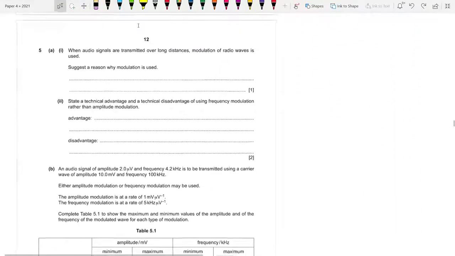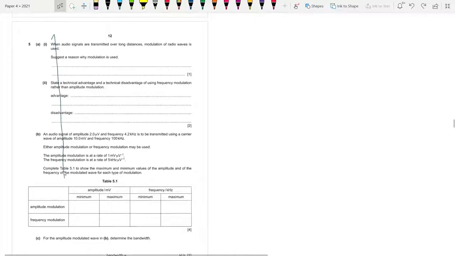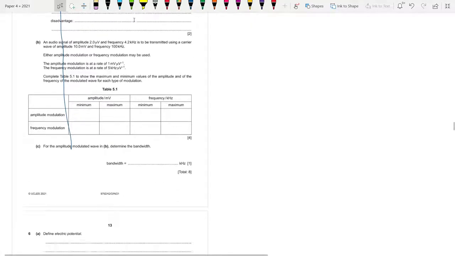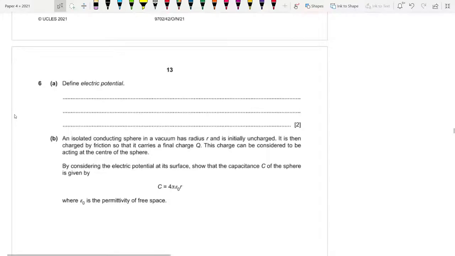Moving on to 5. 5 is not in our syllabus anymore. Okay, so moving on to 6 then.